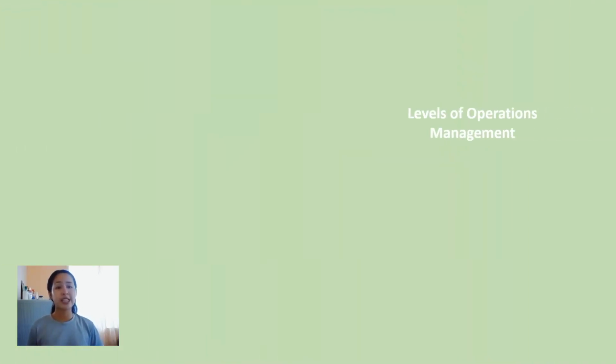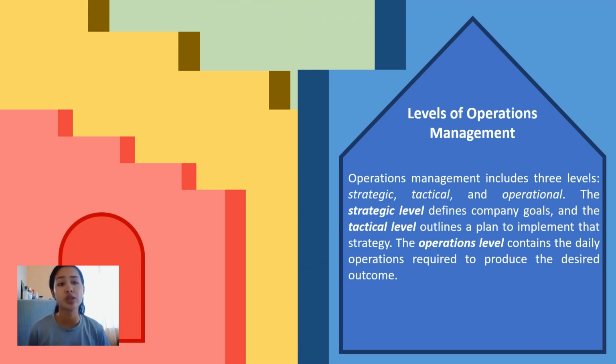Next one is the levels of operations management. Operations management includes three levels: the strategic, tactical, and operational. The strategic level defines company goals, and the tactical level outlines a plan to implement that strategy. The operations level contains the daily operations required to produce the desired outcome.